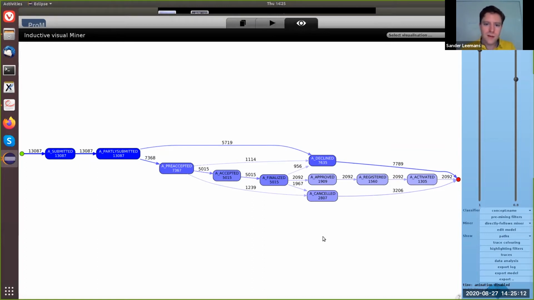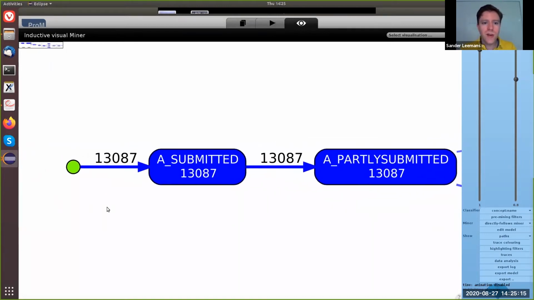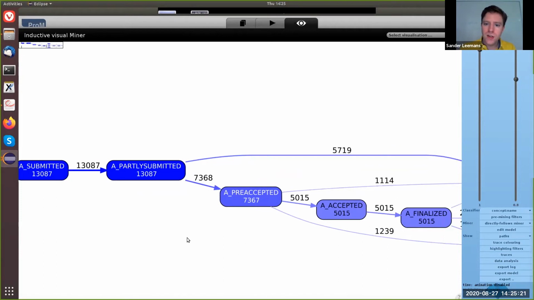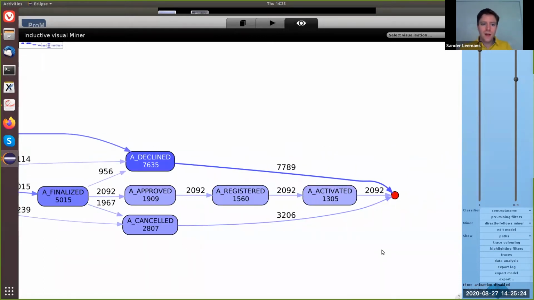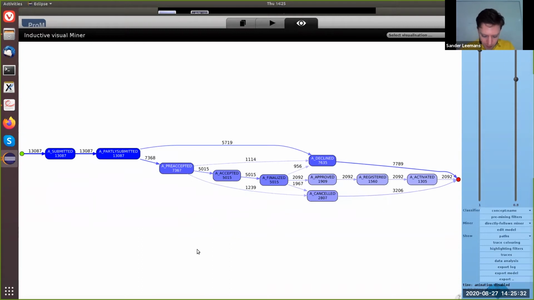Now, how should we read this? Let me zoom in a bit. Every case walks from the green dot over the boxes that denote the activities to the red dot at the end. And in this case, the numbers indicate how often that part of the model was executed. This already shows industry partners in quite a bit of detail what is going on within the process, because this is unbiased. This comes from event data. So this is usually an eye-opener.